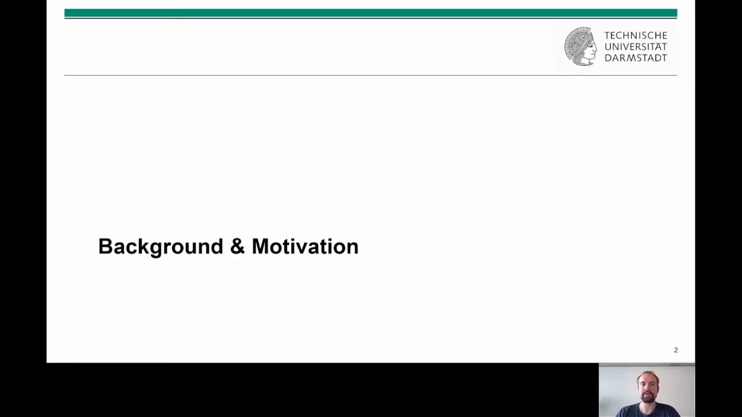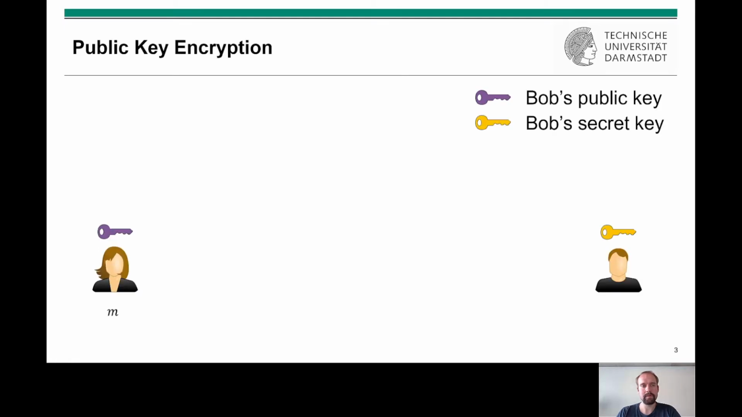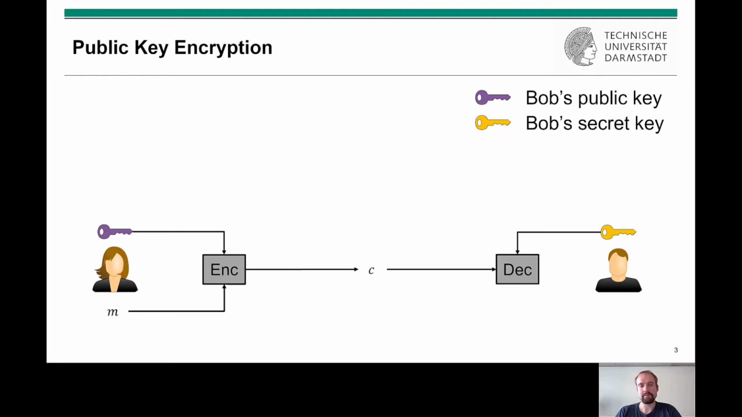Let's start with the background and some motivation for this work. We're looking into public key encryption schemes where we have two communicating parties, Alice and Bob. Alice, who knows Bob's public key, wants to send some message M to Bob. Alice runs the encryption algorithm on Bob's public key and the message she wants to send to derive some ciphertext C. When Bob receives the ciphertext C, he can use the corresponding secret key, run the decryption algorithm on these two inputs to get back the message.